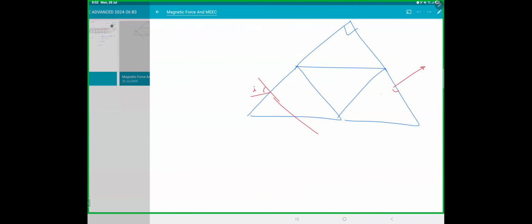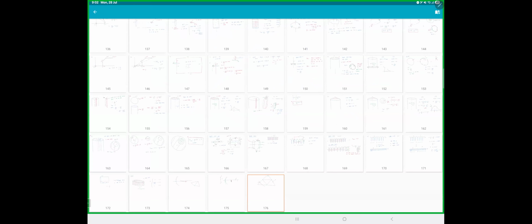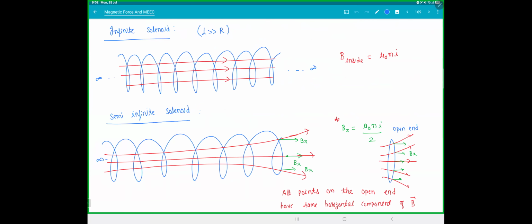The hint is here. Told you, this will come in the next class. Now see if you can think of something. I'll give another 30, 40 seconds. If the number of lines passing through an area are same, then the flux is same.